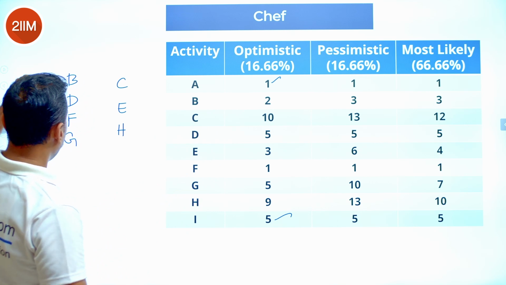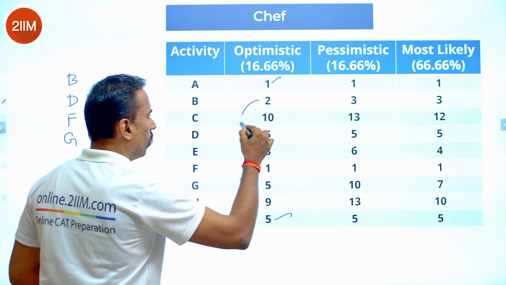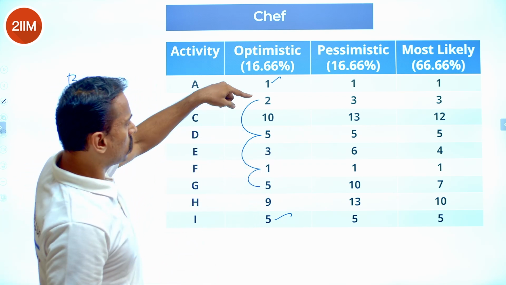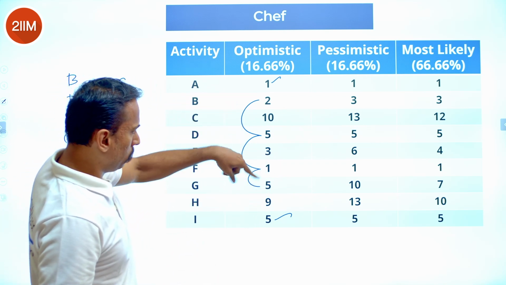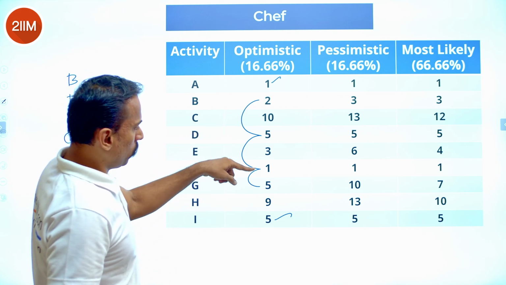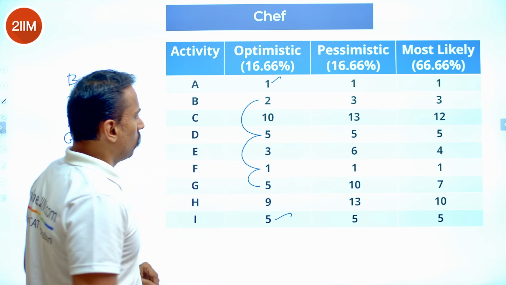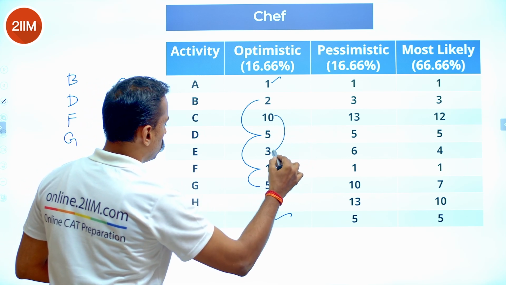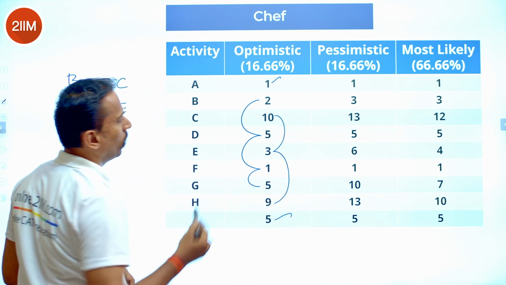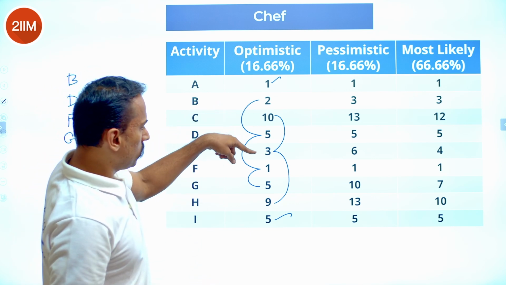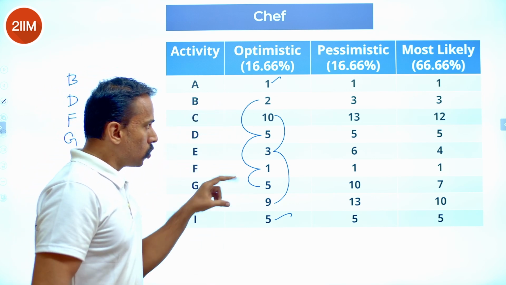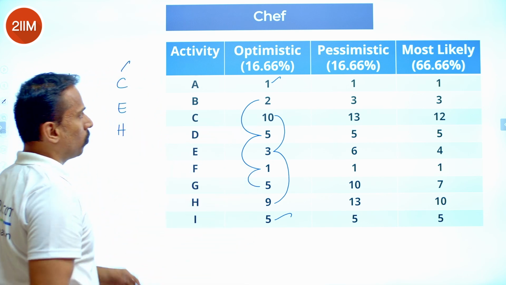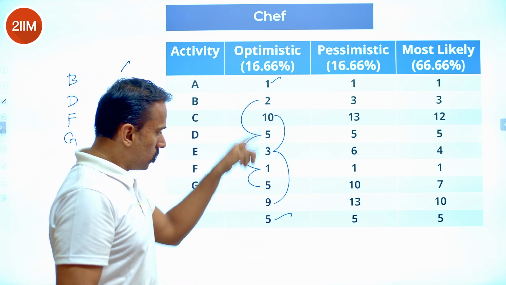Let's perform this. B, D, F and G: this is taking us 2 plus 5 plus 1 plus 5, which means 7 plus 1, 8, 13 minutes. Whereas for C, E and H, it's 10 plus 3 plus 9, which is 12, 22 minutes. That means this part is going to be greater. In the optimistic case, this is going to be greater.